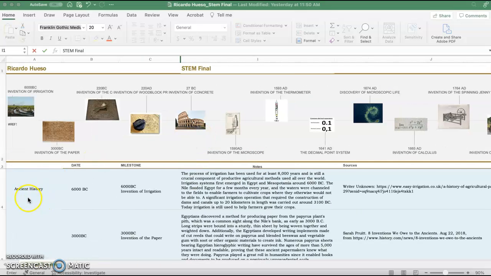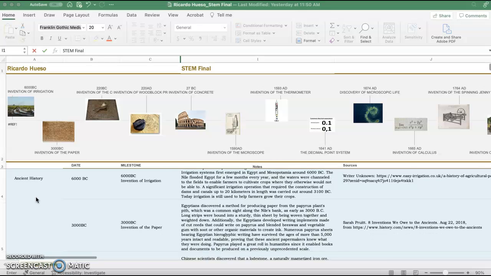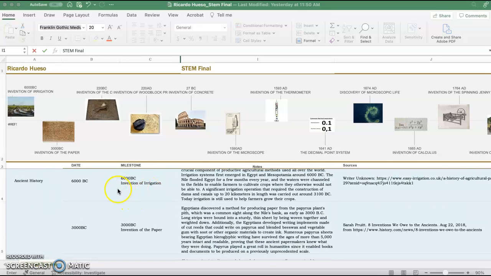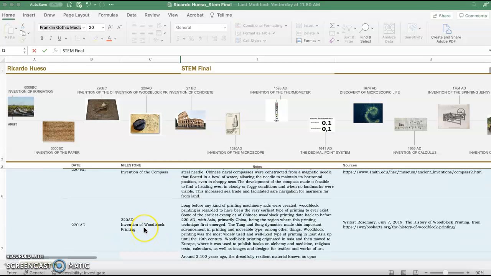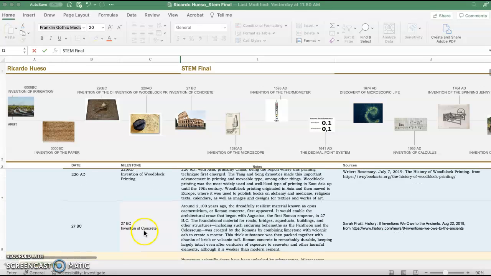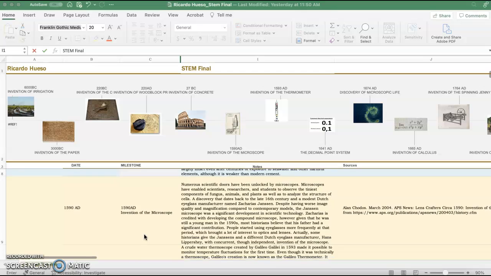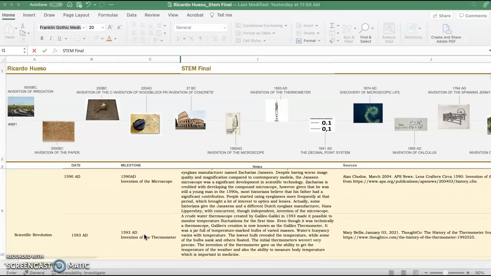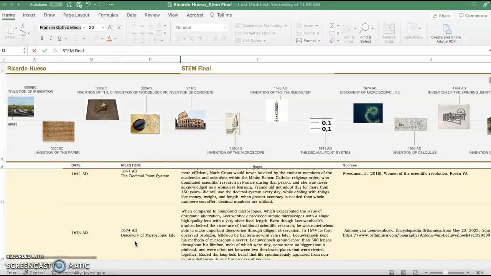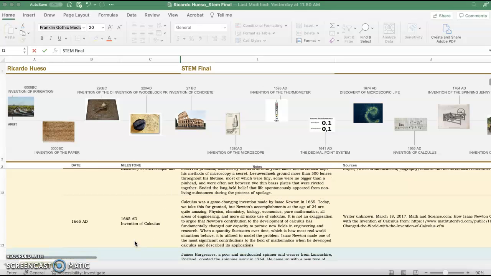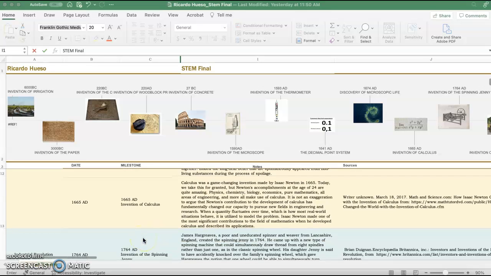The first one that we have here is ancient history. I selected 5 different events. First one is the invention of the irrigation, invention of the paper, invention of the compass, invention of woodblock printing, and last, the invention of concrete. From there, we'll move on to the scientific revolution, where the invention of the microscope, invention of the thermometer, the Dewey Decimal System, discovery of microscopic life, and last, the invention of calculus.